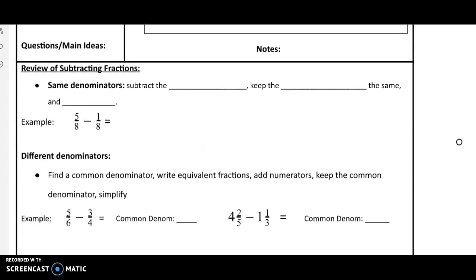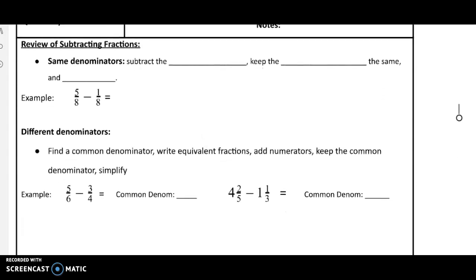So for the warm-up, you should have started this on your own, but just a review for subtracting fractions. Same denominators, we subtract the numerators, and we keep the denominators the same. And then we simplify.